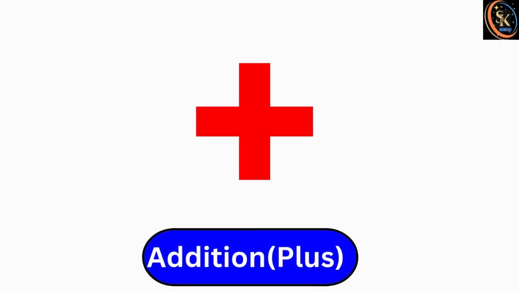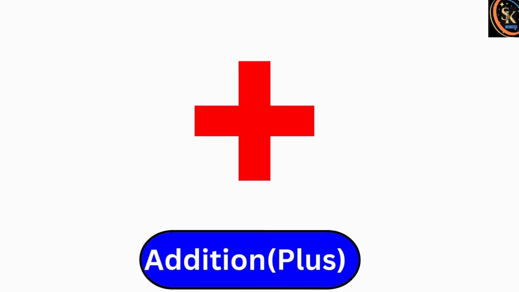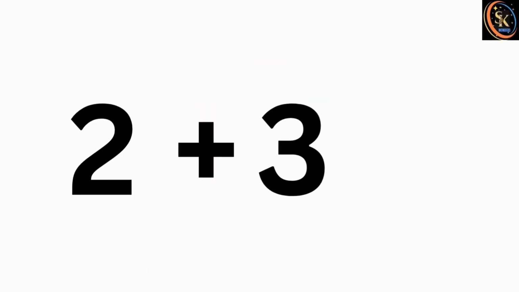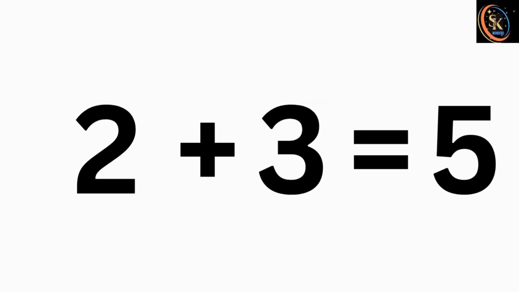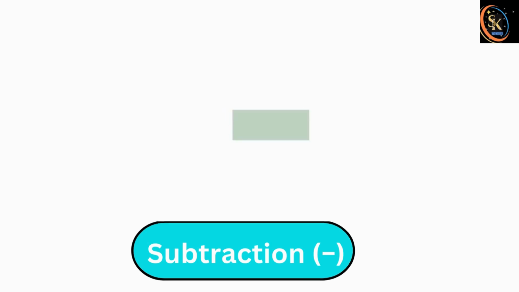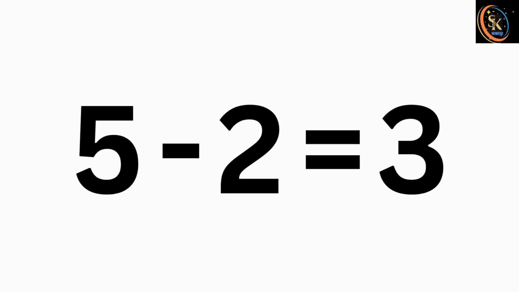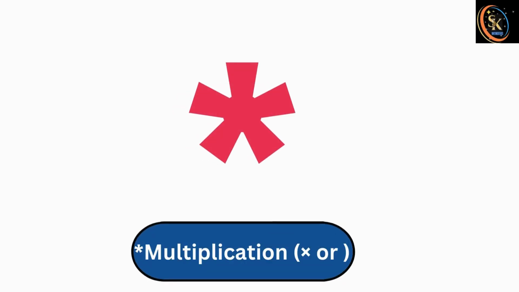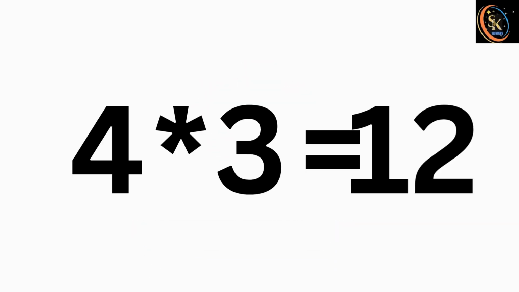Addition. 2 plus 3 equals 5. Subtraction, minus. 5 minus 2 equals 3. Multiplication, times or multiplication. 4 times 3 equals 12.